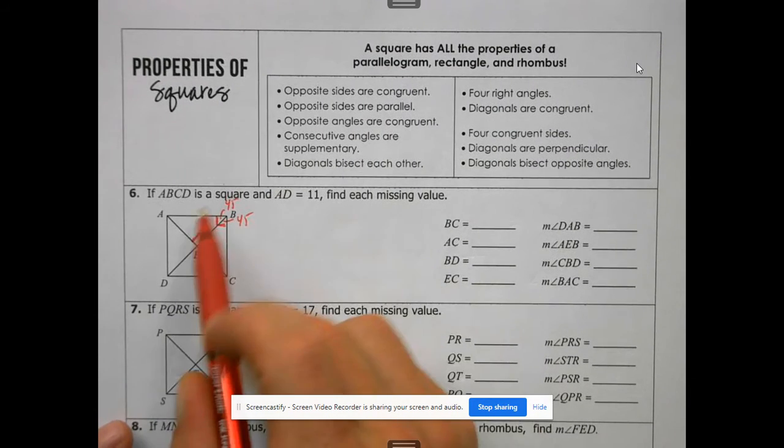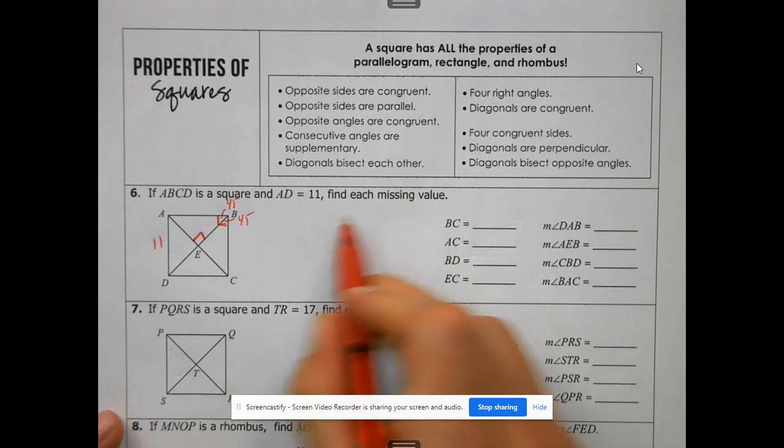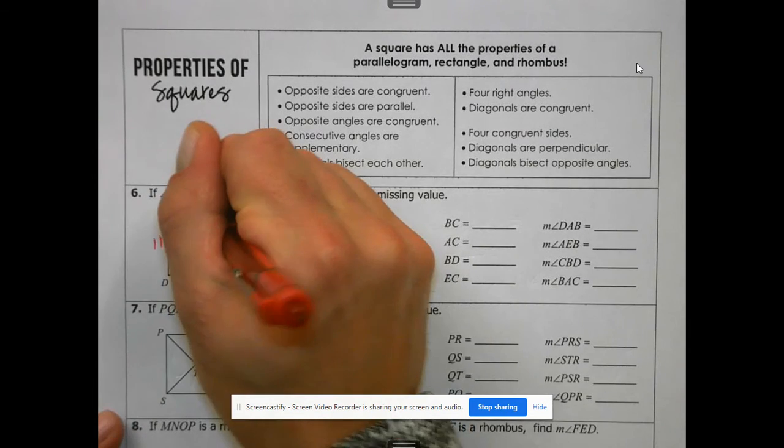All right, let's go to work here. ABCD is a square. AD is 11. Find each missing value. All right, first one, BC. Well, all sides are 11, right? So BC is also 11.